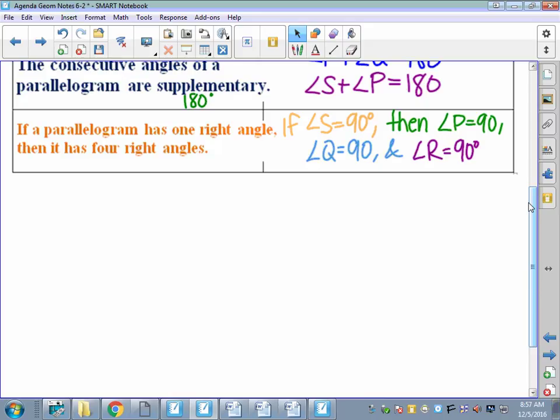Again, they're consecutive interiors, so they have to add up to 180. So if S is 90, then any consecutive angle has to also be 90 because they have to add up to 180. So it all kind of makes sense if you think about it, and it'll make sense if you think about what you know a parallelogram is. So let's do a quick example, and then we'll talk about a couple of the other rules, then we'll finally get to diagonals.